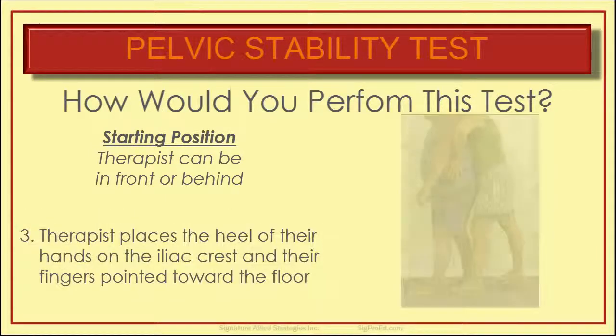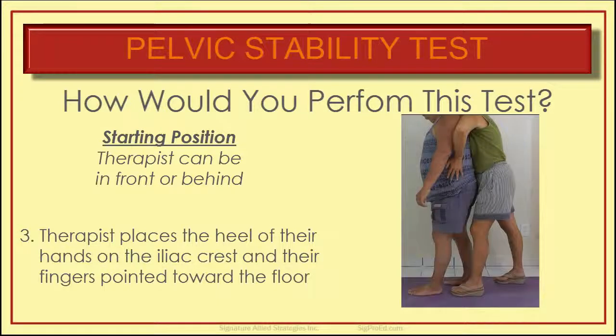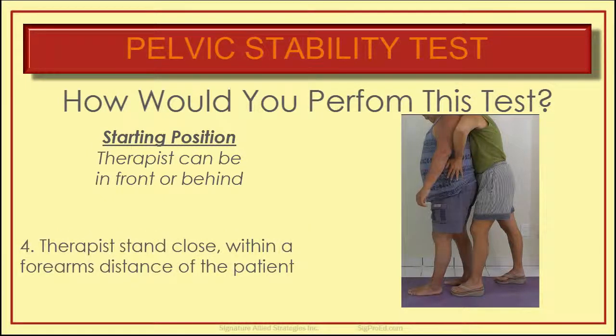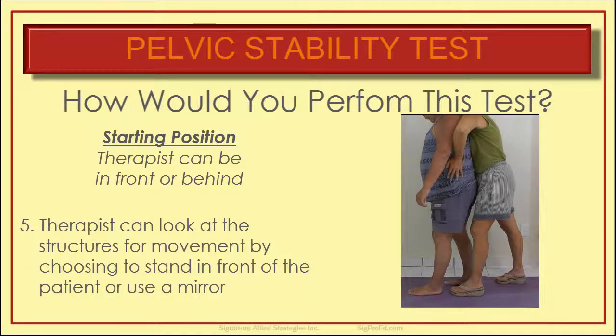The therapist will then place the heels of their hands on the iliac crest of the patient, and the therapist's fingers are pointed downward. So you would be in ulnar deviation of the wrist. The therapist needs to stand close to the patient, no further than a forearm's distance from the patient. And then the therapist should look at the structures that they are going to treat by moving their head down or utilizing a mirror in front of the patient or at the side of the patient. Your command to the patient is hold, don't let me move you.